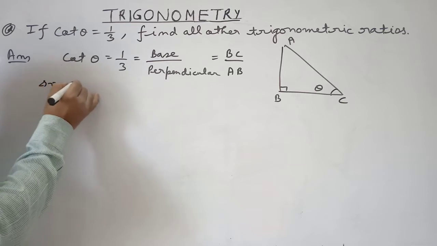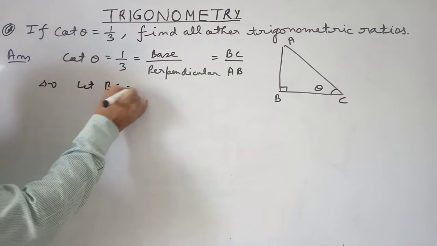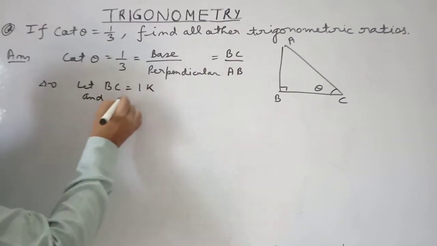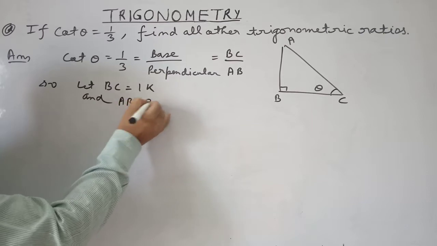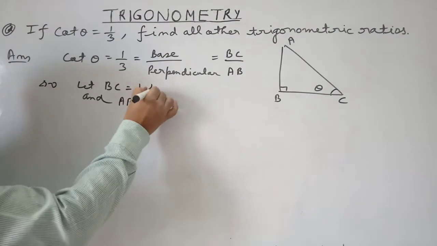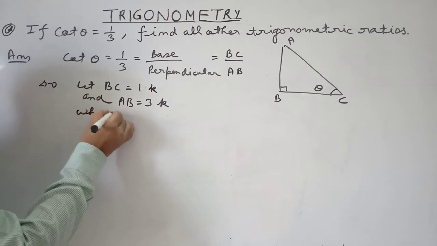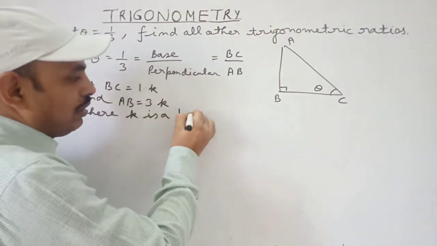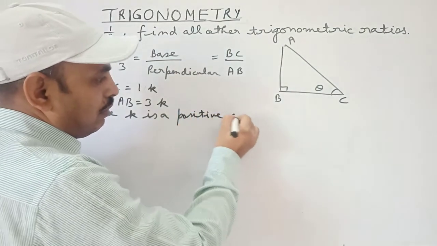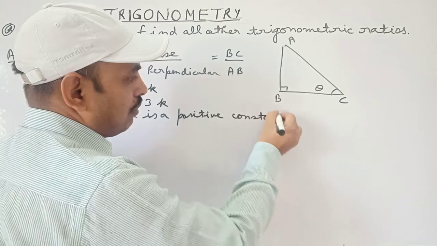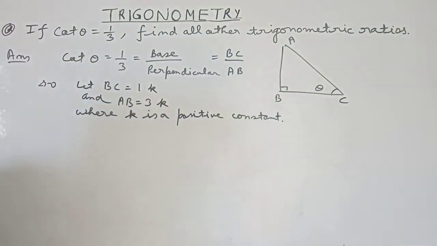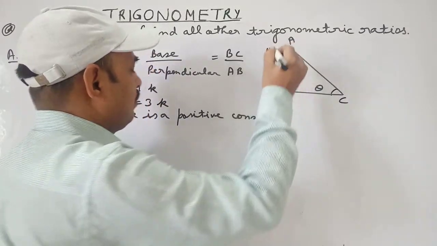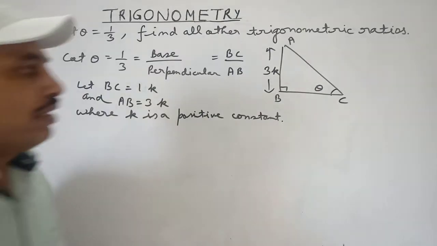So let BC equal to 1K and AB equal to 3K. Take small k, where K is a positive constant. AB is 3K. BC is 1K.